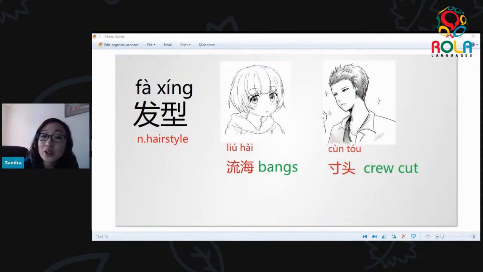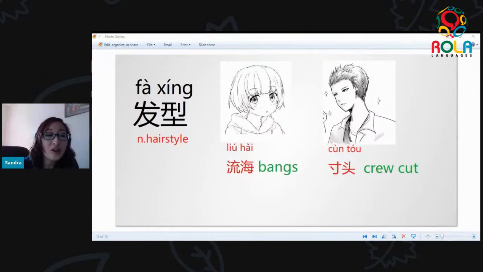And next up, we're gonna talk about the one-on-one guy hairstyle, I would say, or lack of style. I'm sorry. So it is crew cut. Crew cut is called 寸头. 寸 actually means inch. So basically when we're talking about 寸头, it means your hair is cut to 1 inch.